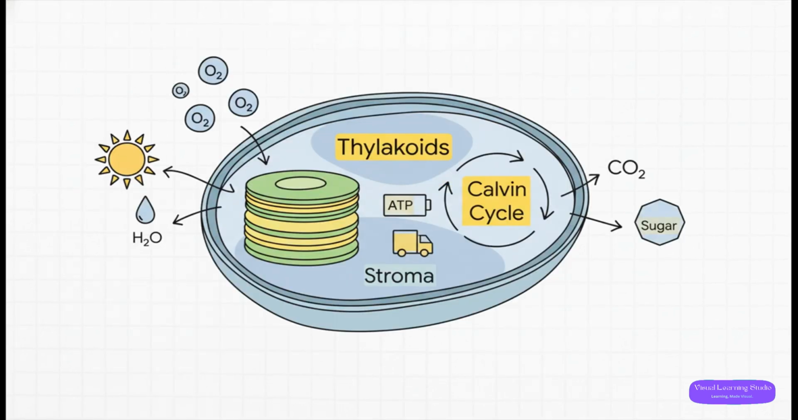So let's put it all together one last time in one single shot. Sunlight and water go into the thylakoids for Act 1. Out comes oxygen and our energy packets, ATP and NADPH. Those packets then travel over to the stroma to power Act 2, the Calvin cycle, which takes in carbon dioxide and uses all that energy to build sugar. It's a perfect, self-contained, and unbelievably efficient little factory.